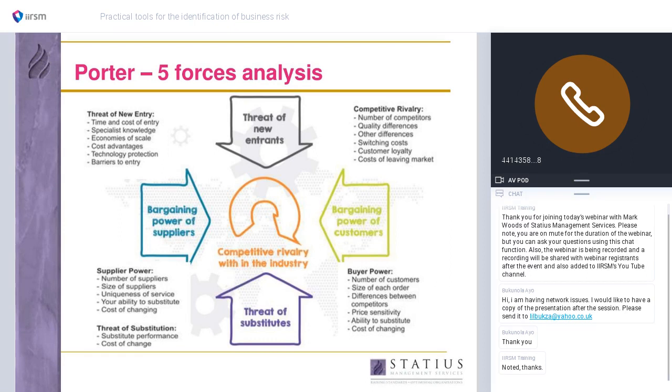In the middle is inter-industry rivalry. That's about how hospitable or hostile the marketplace is. At the top and bottom, there's the threat of new entrants and the threat of substitute products. On either side is the power of suppliers and the power of customers. So let's explore each of these components of the model.